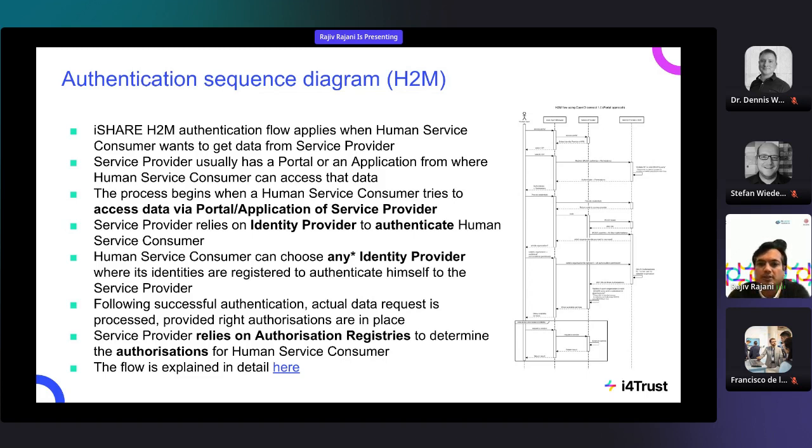And because this is business-to-business data sharing, you need to be sure that you are sharing the data with an employee of the organization with whom you intend to share this information, right? So again, in this case, the sequence diagram is further explained, and you can find the full readable format of this sequence diagram at the link here, which is also on our dev portal.